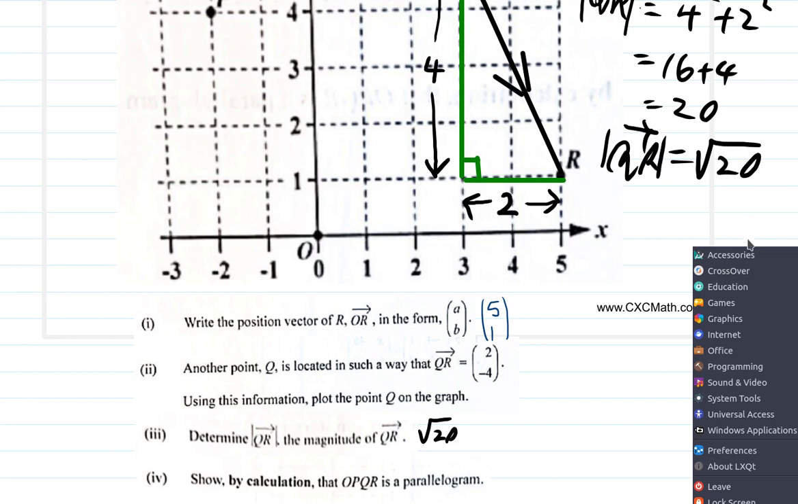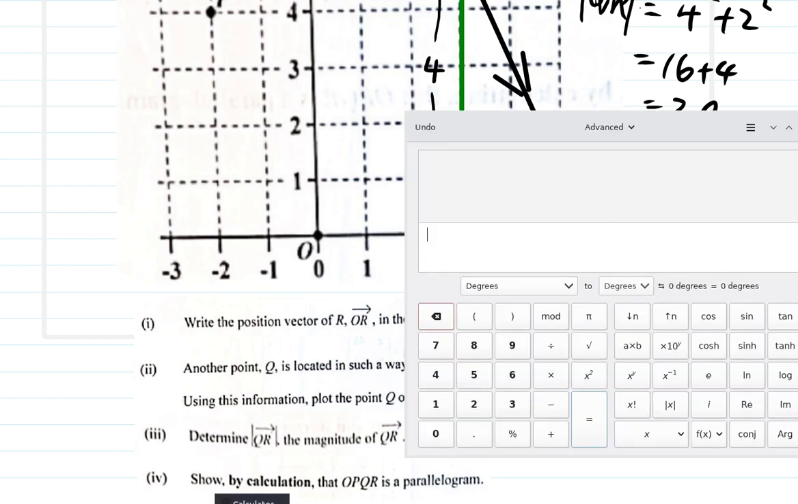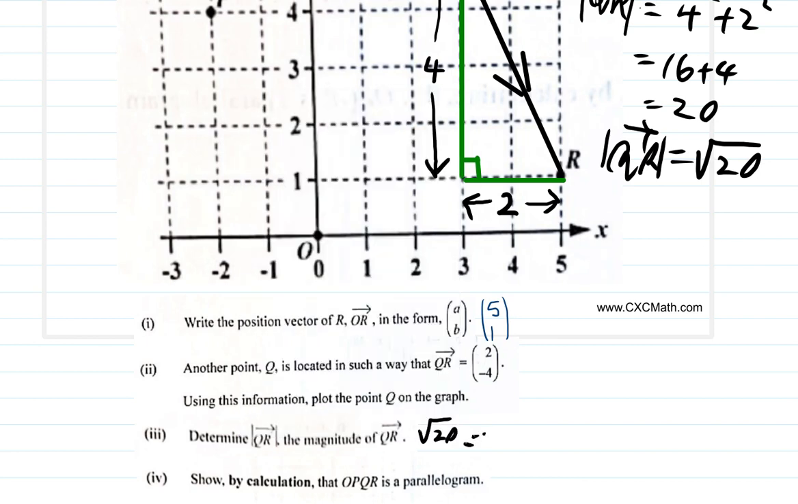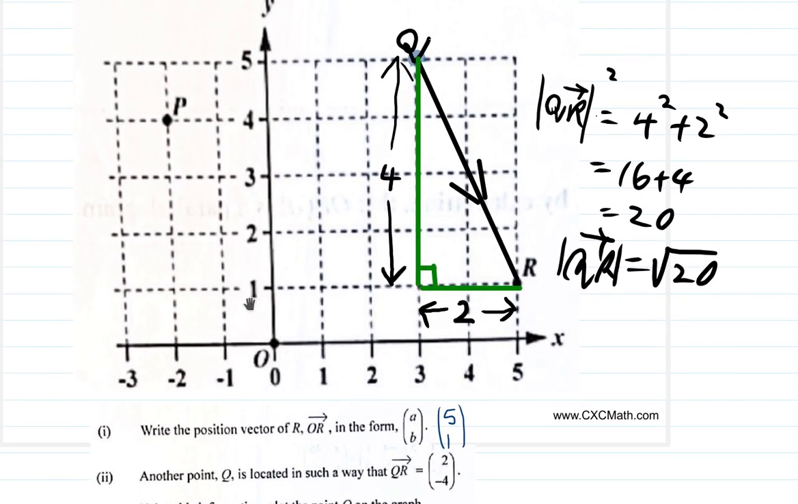What would it be now? When you work it out, what would you get for it? So the square root of 20 is 4.47. Alright? So equal 4.47. Now, after that, show by calculation that OPQR is a parallelogram.